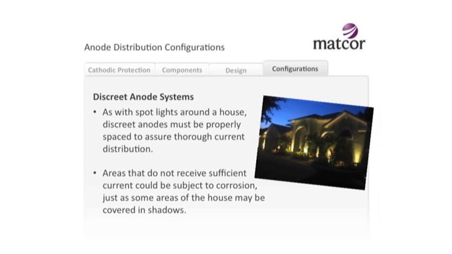The issue with discrete anodes, just like spotlights around a house, is where do I put them and how do I make sure that they're spaced so that I'm getting current everywhere? Because if I don't put the lights in the right place, there might be areas that aren't getting current. And that's more of an art than a science.